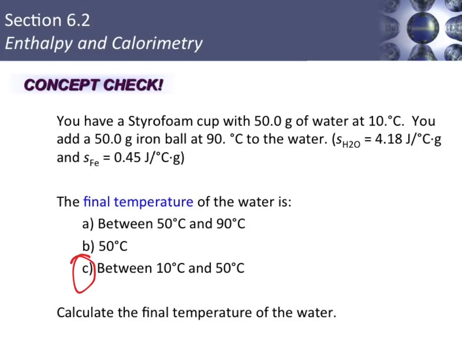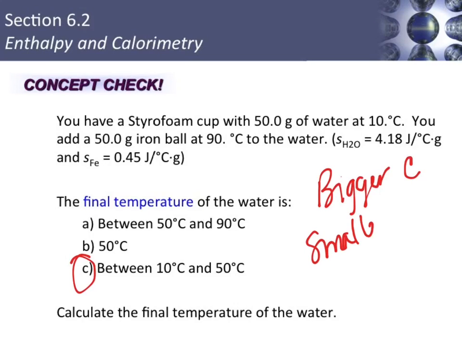Okay, so remember, what you need to know is that the bigger your C is, the smaller your delta T is going to be. Bigger the C, the smaller delta T.